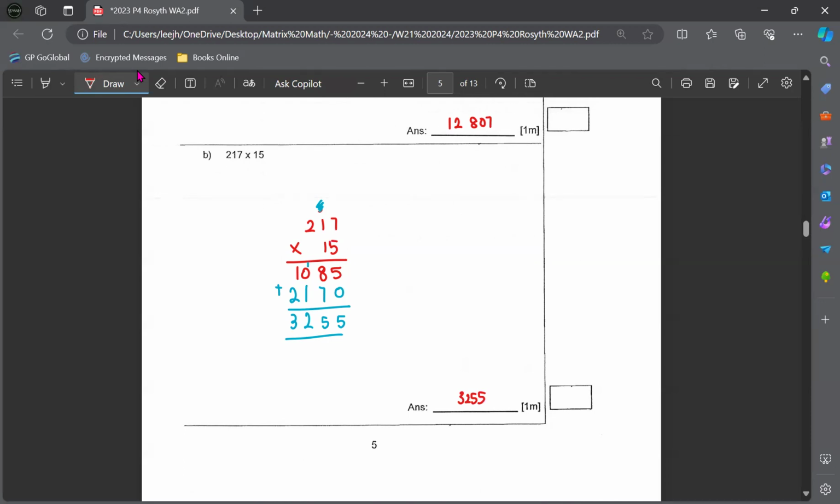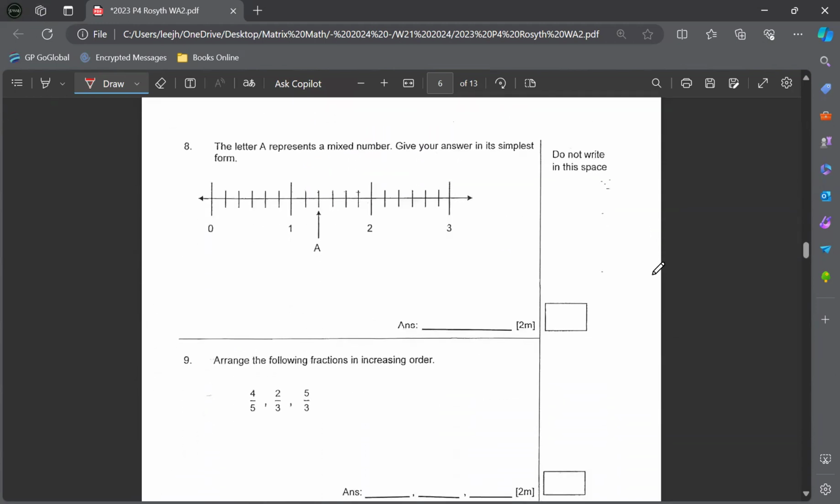Don't be careless when you do your work. Okay, must calculate properly. Because all these really just give away marks. The teacher gives it to you. Don't give it back to them. Okay? Okay, so question 8. The letter A represents a mixed number. Okay, so that means it's a whole number with a fraction at the side. Give your answer in its simplest form. So how are you going to do this?